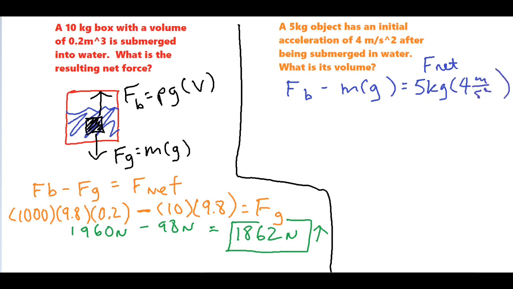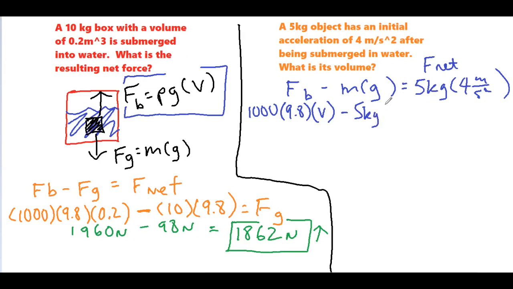Now we know the net force from Newton's second law is mass times acceleration, so I'm going to go ahead and slide that in. We have a mass of 5 kilograms, and we know we have some kind of initial acceleration of 4 meters per second squared. So let's go ahead and take care of that early on. Now for our buoyant force, we have this formula just as we used before. We have the rho of water, 1,000, our constant 9.8, and some kind of unknown volume minus the mass, times 9.8, and this side 5 times 4 is 20 newtons.